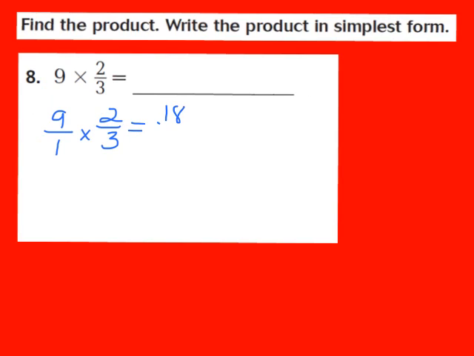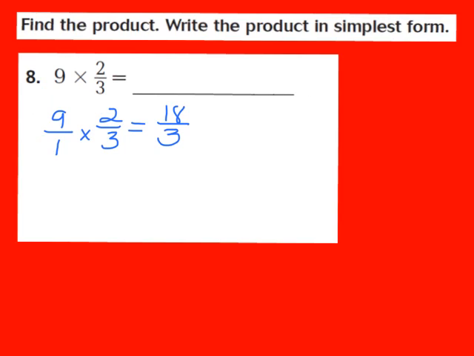So we're going to make 18 the numerator in the product. Now our next step is to focus on the denominators. I have a 1 and a 3. Remember, once again, we're multiplying straight across, denominator times denominator. I know that 1 times 3 is going to give me 3, so I'm going to go ahead and write down that 3 as my denominator in the product.